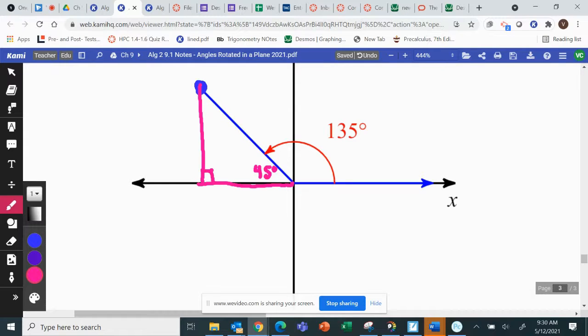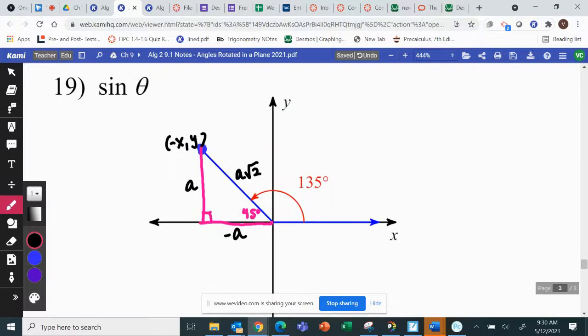So if it's 45, then what we do is we pull out our formulas. And we do a square root 2, except this one has to be negative because this is negative x, positive y. So we pull out our formulas and we check negatives. It says to find the sine of that angle. So we're going to find the sine of theta.